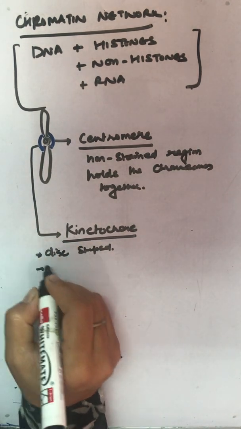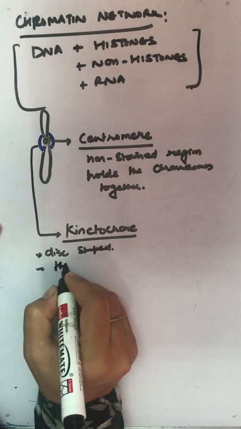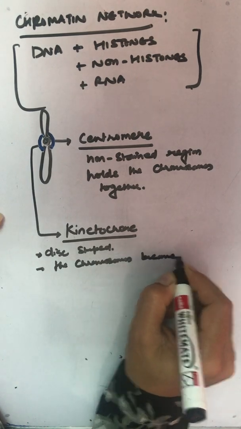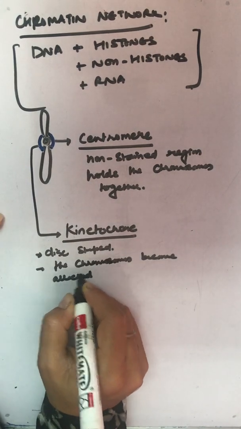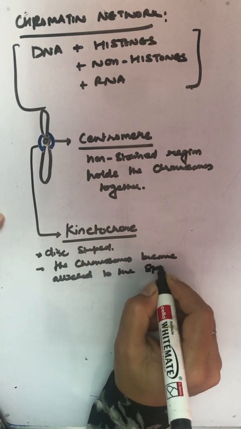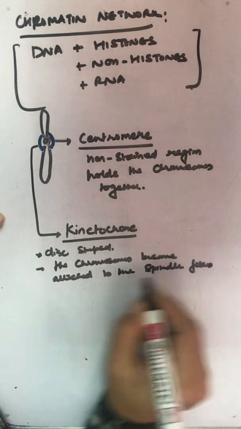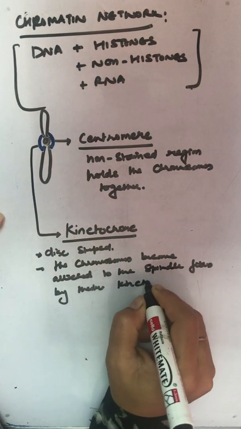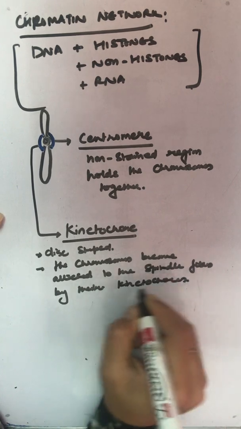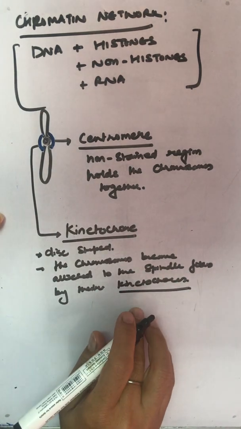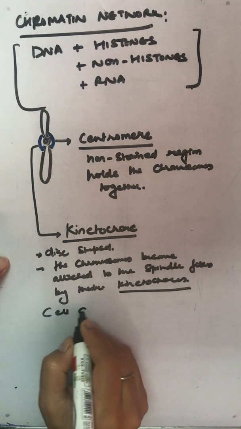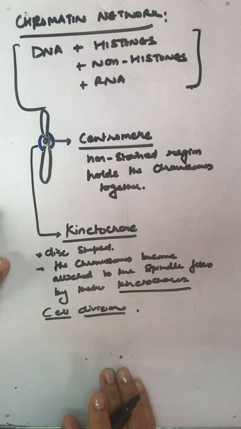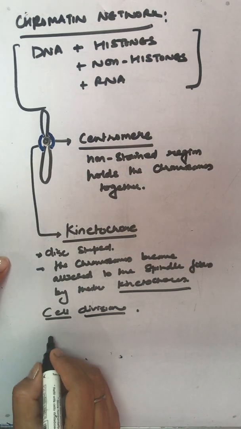Here the main purpose is the chromosome become attached to the spindle fibers by their kinetochores. Okay, and that helps in cell division. That means separation of chromosomes at the time of cell division, right? On the basis of the position.